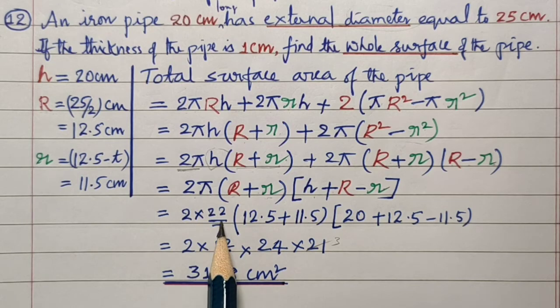2 into pi, that is 22 by 7, into (12.5 plus 11.5) into (20 plus 12.5 minus 11.5). That will give 2 into 22 by 7 into 24 into 21. Seven 3s are 21. When you calculate this, we get 3167 centimeters square. This is the whole surface area of the pipe.